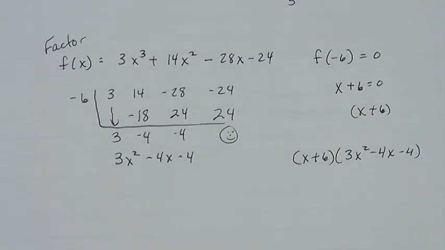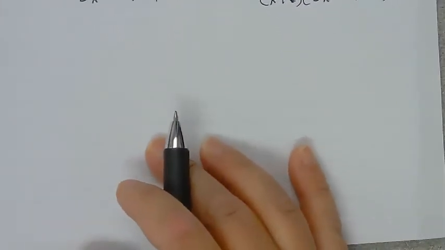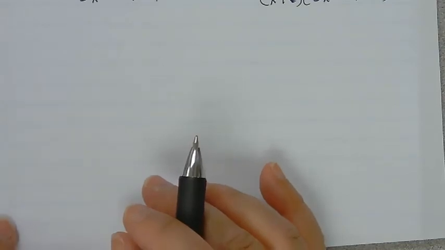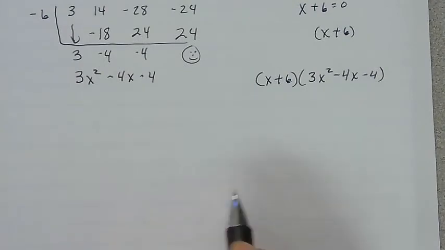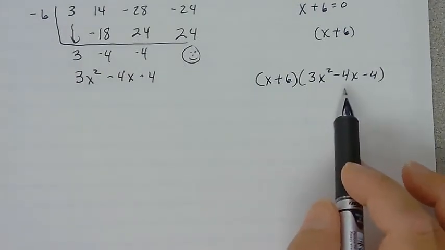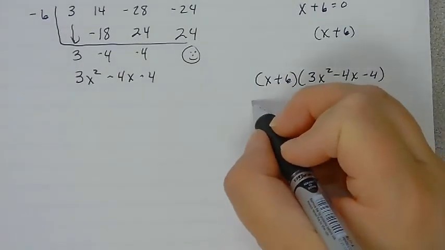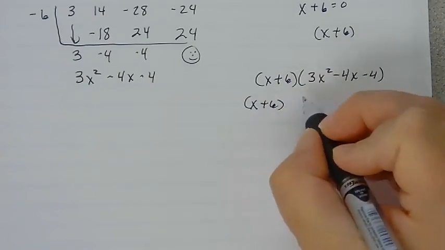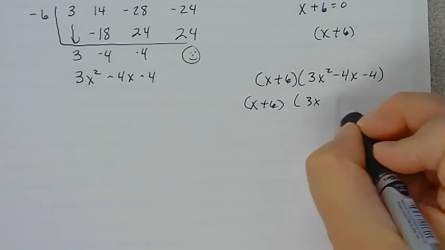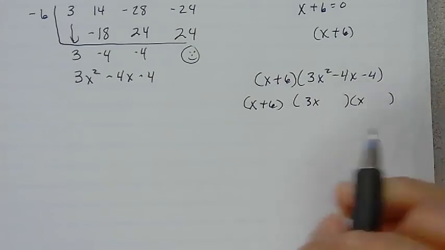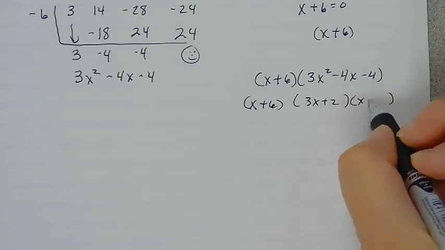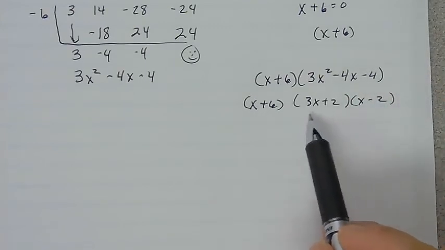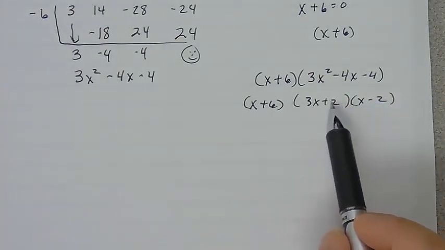Okay, let's try one more again. Pause it, try it yourself. See if you can work this one. Oh, you know what? On this previous one, this one actually does factor again. So let's see if we can factor it. It goes to 3x and x, and plus 2 and minus 2, because that would be 3x squared minus 4x minus 4.